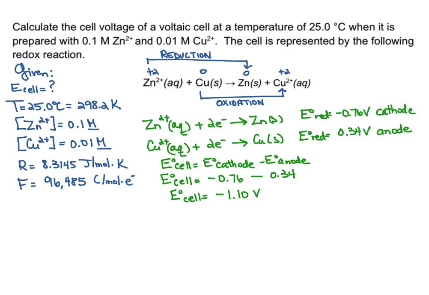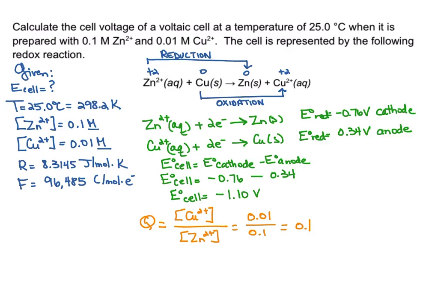Okay, I also need the reaction quotient. Remember, reaction quotient is the concentration of the products over the concentration of the reactants. So Q equals the concentration of copper 2 plus over the concentration of zinc 2 plus. I'm going to go ahead and plug in my numbers. And this is going to give me 0.1. All right, I have all that I need.